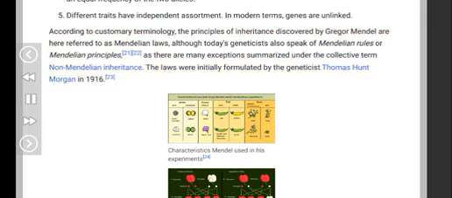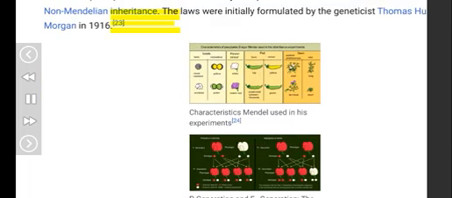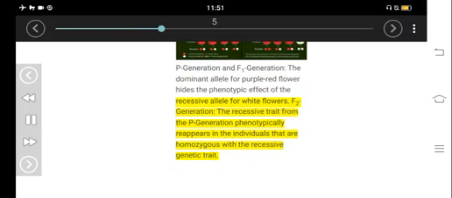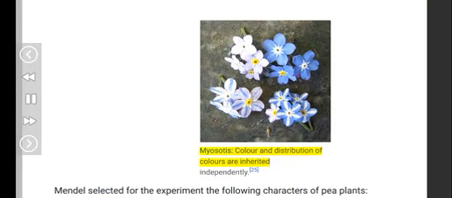23. Characteristics Mendel used in his experiments. P1 generation. The dominant allele for purple red flower hides the phenotypic effect of the recessive allele for white flowers. F2 generation. The recessive trait from the P generation phenotypically reappears in the individuals that are homozygous with the recessive genetic trait. Color and distribution of colors are inherited independently.